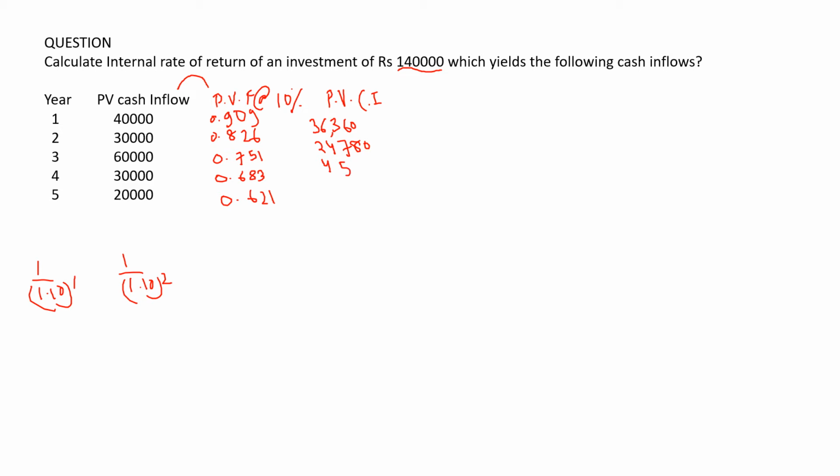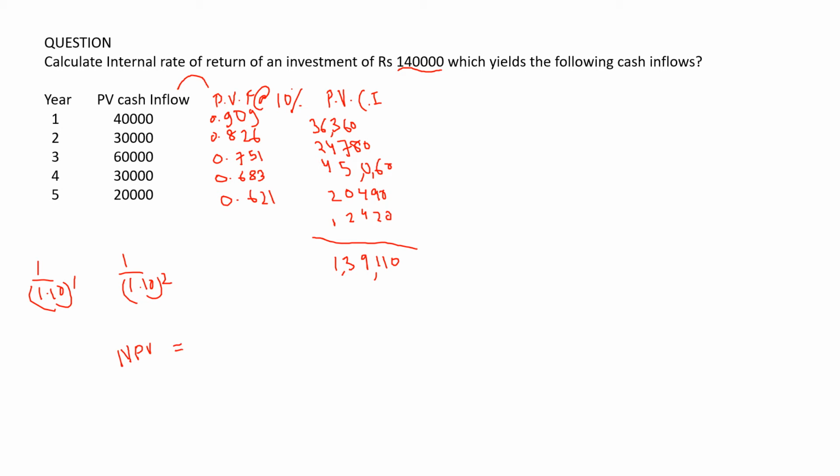This time it's higher, 45,060. Sorry. Okay, it should be here. Then in the fourth year it comes out to be 20,490, and in the fifth year it comes out to be 12,420. So we'll be adding it up, and we'll be getting 1,39,110. So now we can find out the NPV here for the discounting rate of 10%.